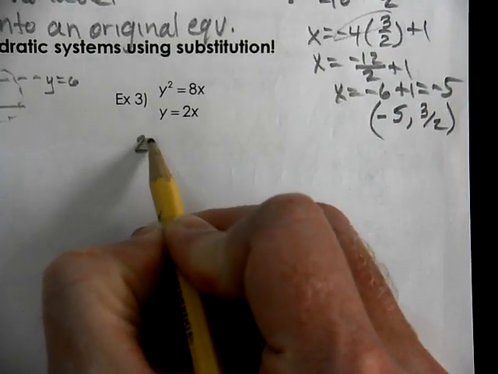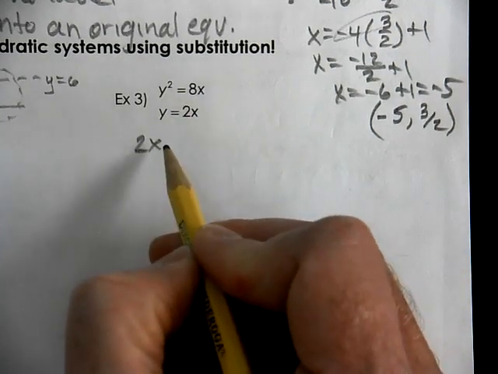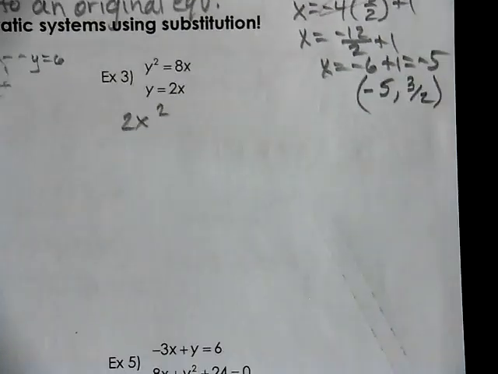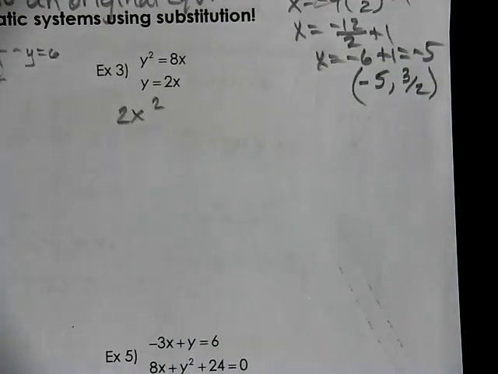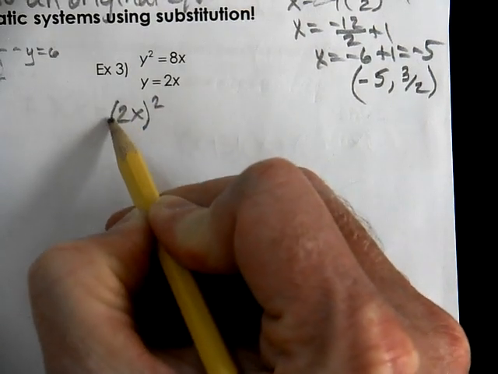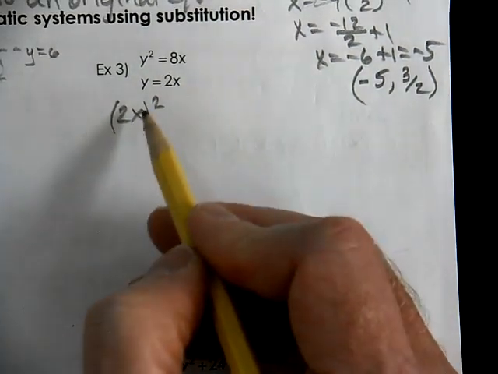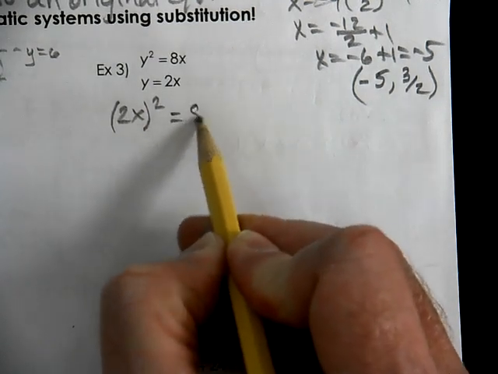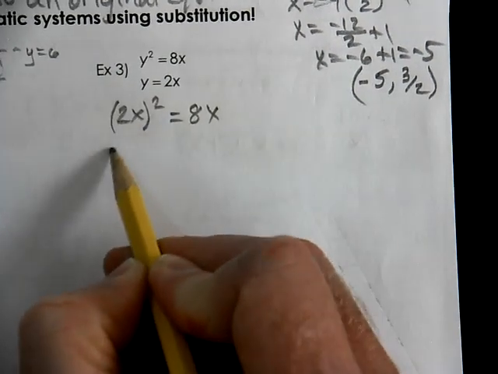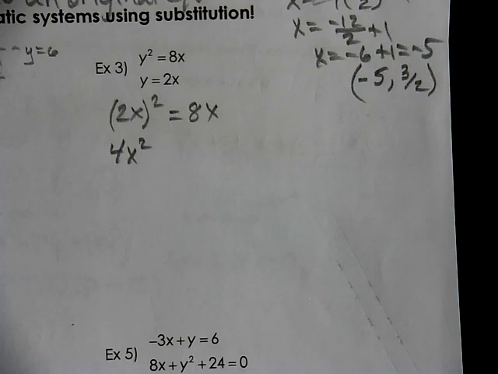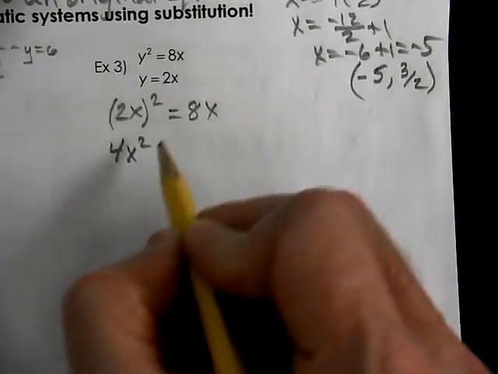So that becomes 2x is going to be squared. Now, is that the same thing? Can I just put a square up there? I have to use parentheses because I want to square the entire 2x, not just the x. So this becomes 4x squared. 2x times 2x is 4x squared. That would be a common mistake.